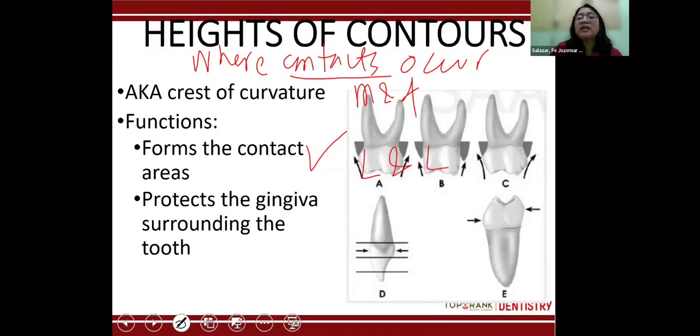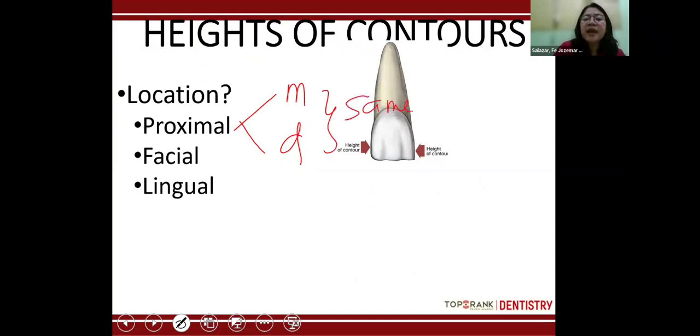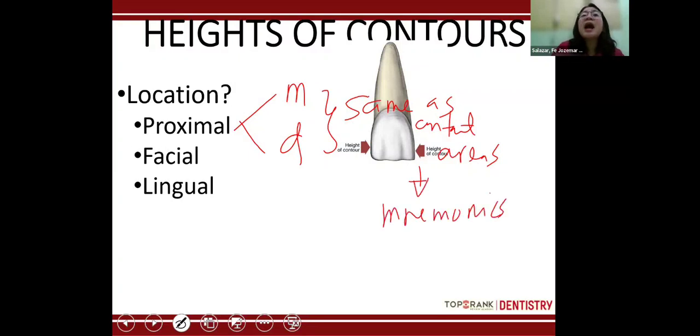Now, saan located ang height of contour? Mesially at distally, saan din located ang height of contour? Labially, facially, I mean, and lingually. Okay. So for proximal, meaning to say mesial at distal, the location would be the same as your contact areas. So you could use the same mnemonics for your heights of contour. Same as the mnemonics for the contact areas.